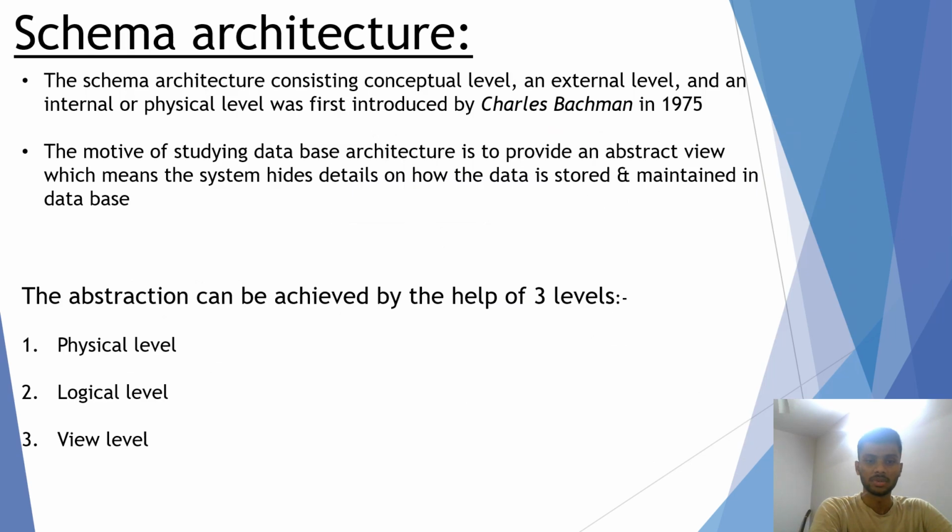Schema architecture. The schema architecture consists of conceptual level and external level, where the internal physical level was first introduced by Charles Bachman in 1975. The motive of studying database architecture is to provide an abstract view of data systems, hiding high details, which allows stored data to be maintained in the database. The abstraction can be achieved in three levels: physical level, logical level, and view level. The physical level has the physical internal schema. Logical level describes what data is stored in the database and what relationships exist among those data. Then the logical level also has the logical conceptual view.